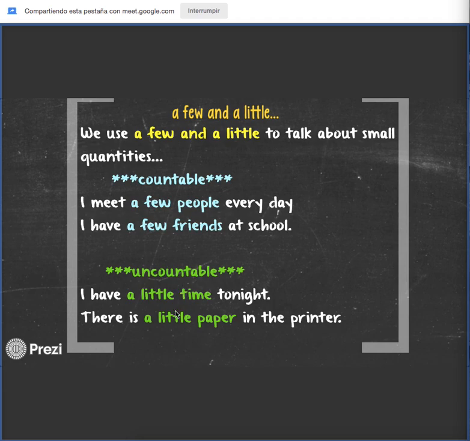Or you can say, there is a little paper in the printer. Hay poquito papel en la impresora. Once again, paper is not countable, okay? So, when you are using countable things, a few, uncountable things, a little, to talk about small quantities, poquito de algo.